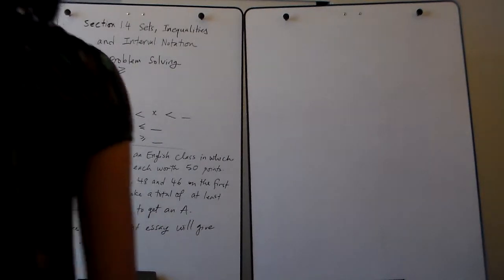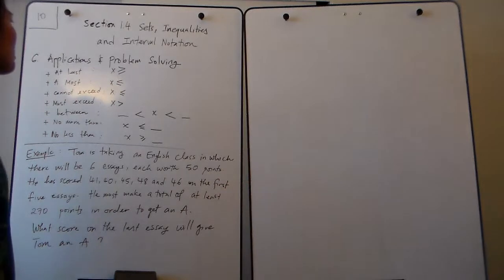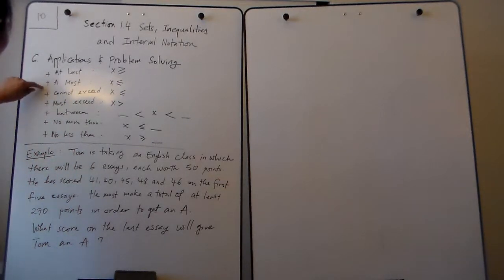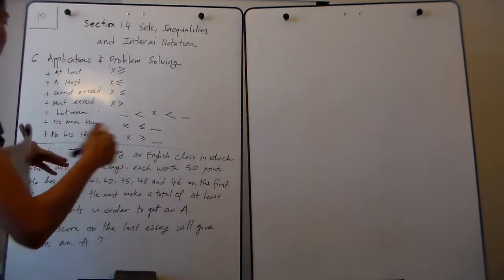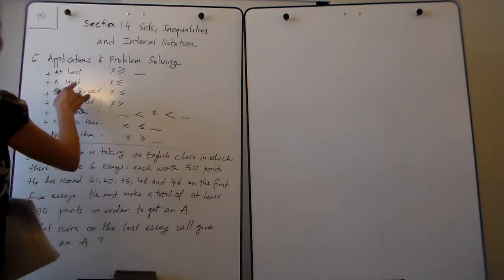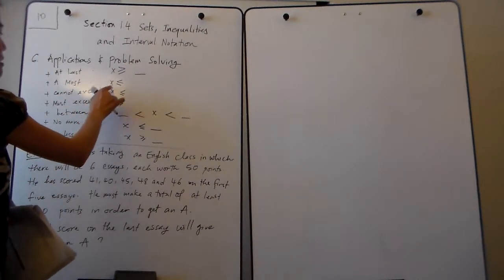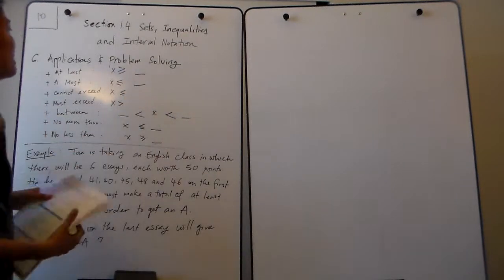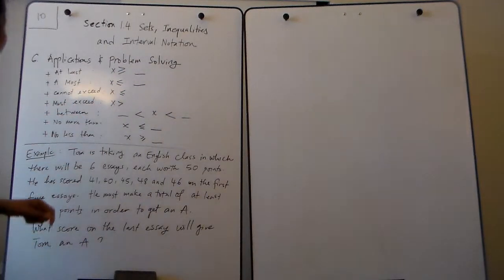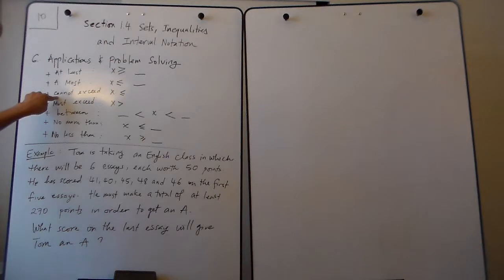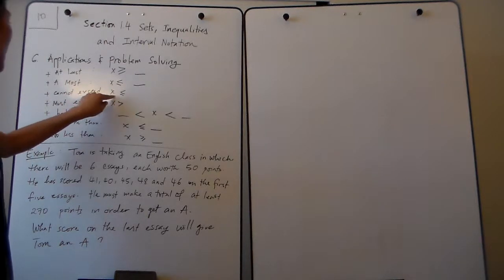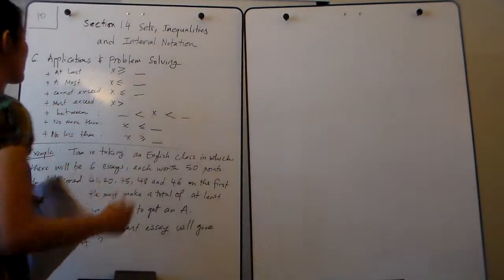All right, number 6, applications and problem solving. There are 7 cases. First, "at least" means X is at least some amount. And "at most" means X is at most some amount. It means X less than or equal to, or X cannot exceed some amount. We'll write X less than or equal to some amount.